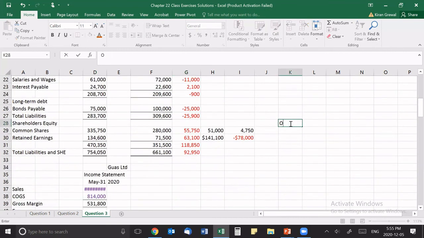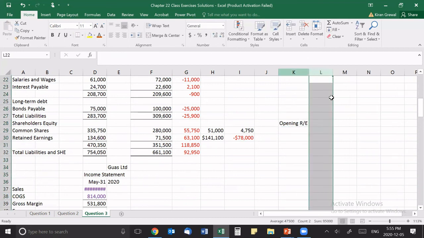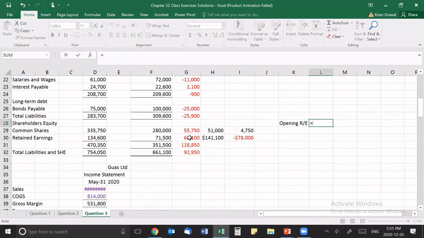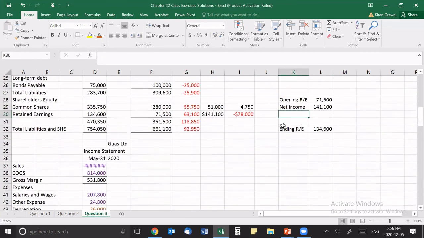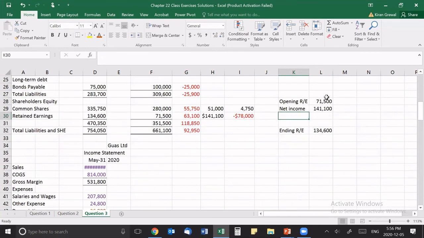So you can even do it like this and say, okay, so that's the opening retained earnings, and the ending retained earnings is 134,600. We know net income is going to increase it. So net income of 141,100. And then you had to figure out why there is still a difference. So you can figure it out like that, or you can do a T account as well to figure it out that way.